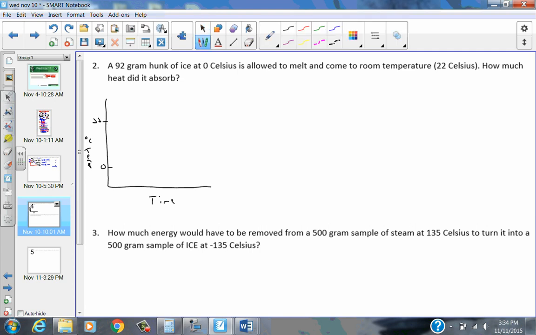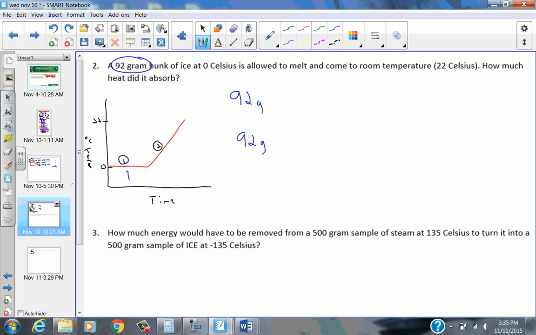So we got a hunk of ice, and it's at 0. You add some heat, and it doesn't do anything. It just melts, and that's what we saw. A plateau is a phase change until it all melts, and then it heats up, and they're just saying we're going to stop at 22. And it's going to ask you, how much energy? Well, that is 2 segments, so that's going to be a 2-part problem. We will figure out how much energy it takes to do number 1, figure out how much energy it takes to do number 2, and just add those 2 numbers together. Each time, we're dealing with the same 92 grams.